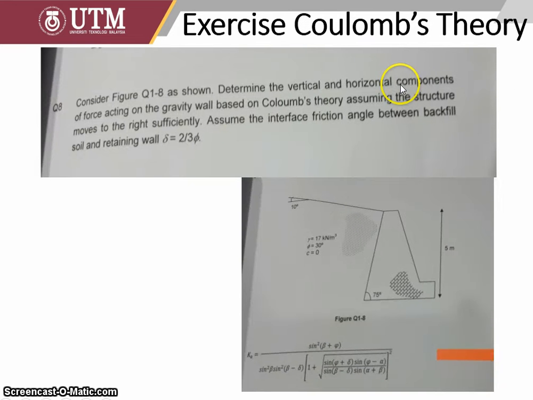Last but not least, the exercise for Coulomb's theory. Knowing that the internal friction angle is phi, oh no, the interface friction angle, the friction between the soil and the retaining wall is delta equal to 2/3 of the friction angle. Then you can use Ka active, so you can solve to get the active pressure.